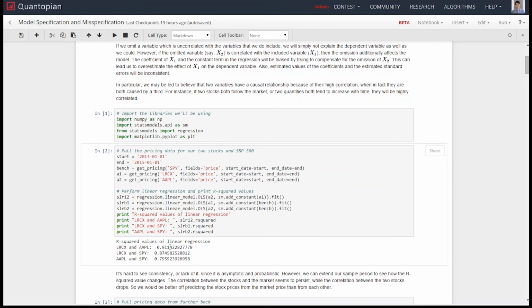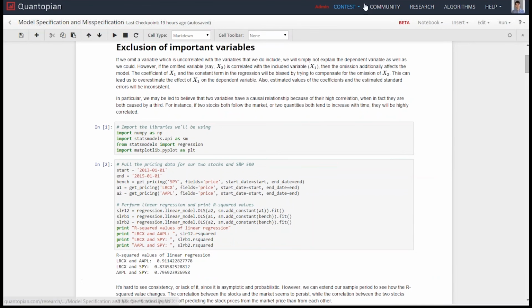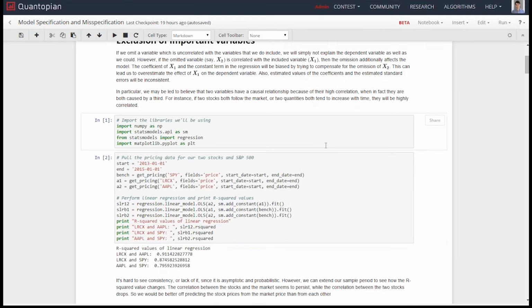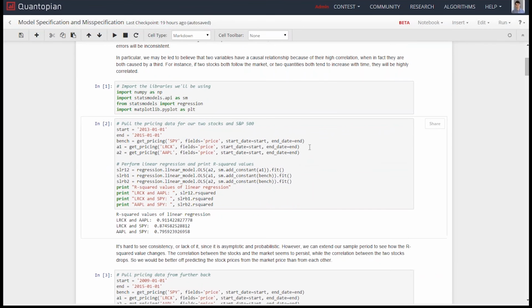So you might look at this and be like, wow, R-squared of 0.91, I need that, right? But you have to be careful because you've excluded an important variable, and almost always your model should include this very important variable, which is the market, right? The broad market. What is it doing? How's your algorithm doing compared to the broad market? How is this stock doing compared to the broad market? So you can see here that the relationship between LRCX and SPY is 0.87.